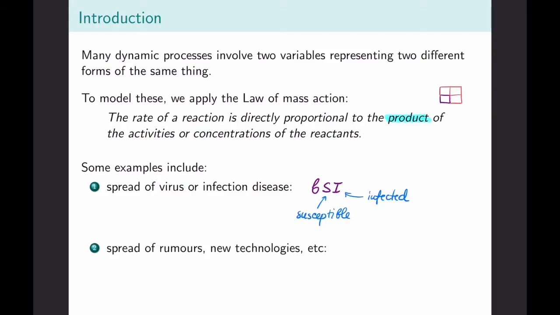So for example, in terms of the spread of rumors, we can say that the model will then be proportionality constant times h times n, where h are the number of people that heard the rumor and the n are the number of people who have not heard it yet.